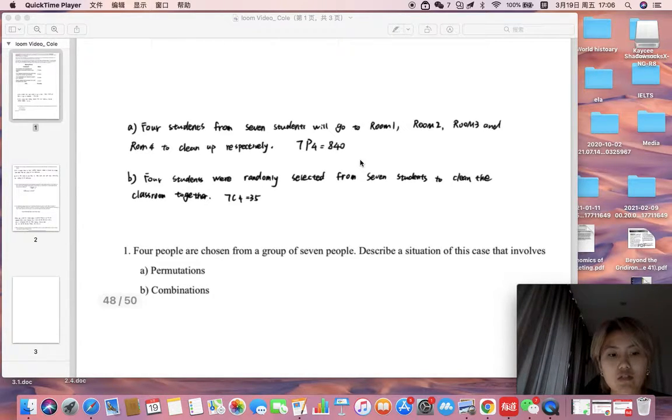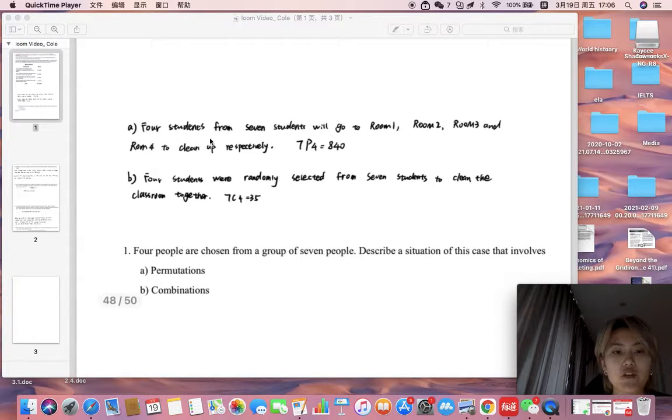The first question is: four people are chosen from a group of seven people. Describe a situation of this case that involves permutations and combinations. So the first answer is here.